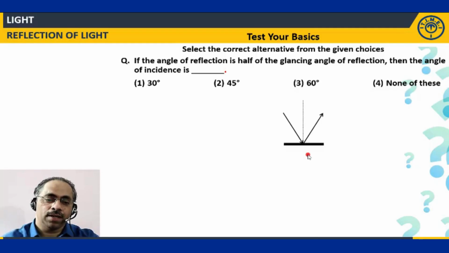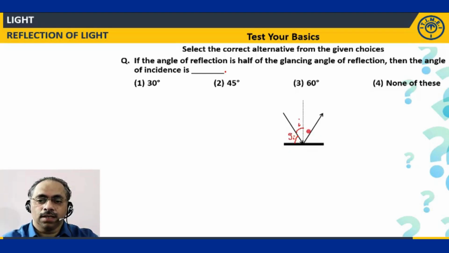Now if you consider, let me just check out what we'll get. So now I can say this is the angle of incidence. This is the glancing angle of incidence. And this is the angle of reflection. And this is the glancing angle of reflection. Okay. So now he is giving the angle of reflection, this one, R, is equal to half of the glancing angle of reflection, half of GR. This is given for us.